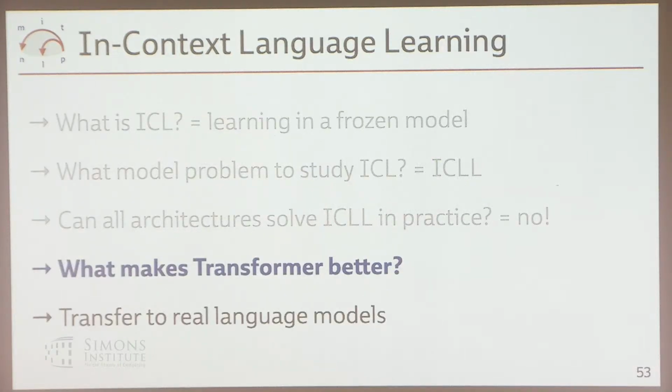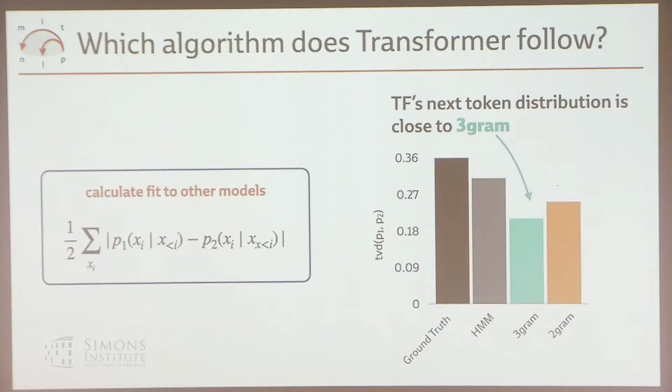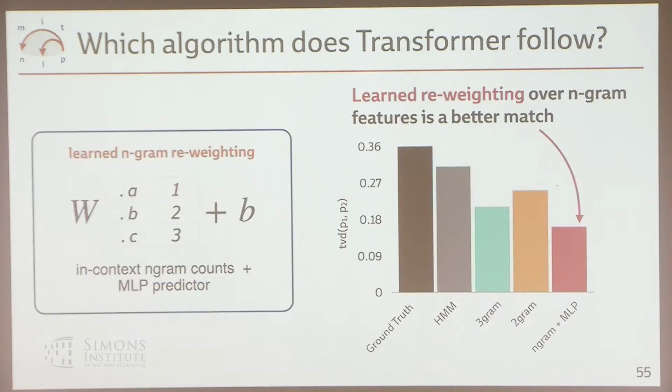So the next question that we look at is, can we understand how transformers solve this, and can we learn from this analysis? In the previous plot, we looked at how close each model or algorithm is to the ground truth. But to get more intuition, we could also look at how close they are to each other. So here we look at pairwise distance between transformer and other algorithms. And you can see that the 3-gram is closer to transformer than any other algorithm here. But we know it's not exactly 3-gram, so we want to understand what it's doing exactly.